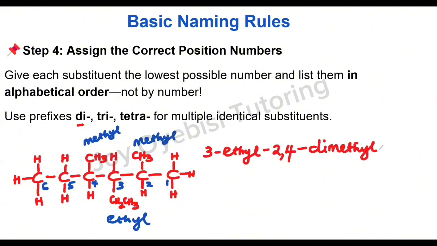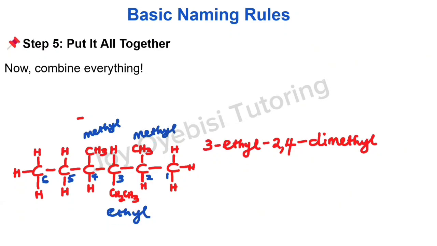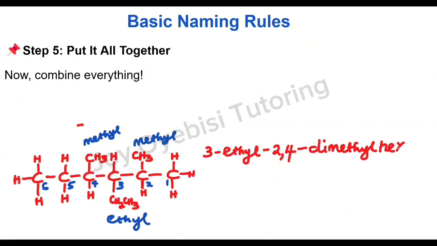Okay? So we have named our substituents. Step 5, now we combine everything. So the last part would be the parent chain, which is that longest continuous carbon chain that is 6 in number. We said that 6 is hex. So put your hex here.